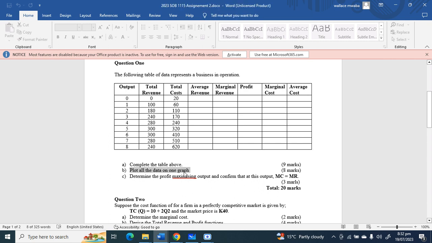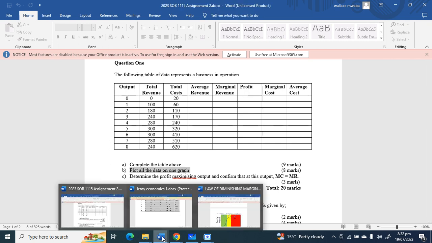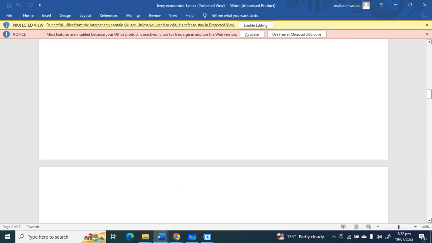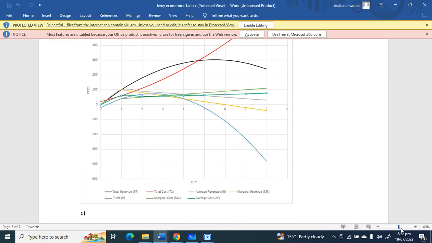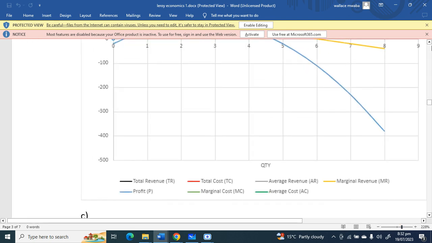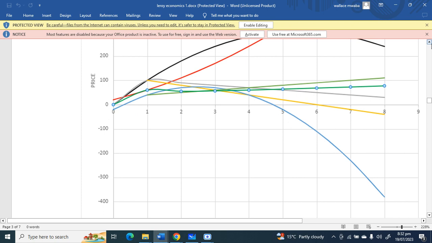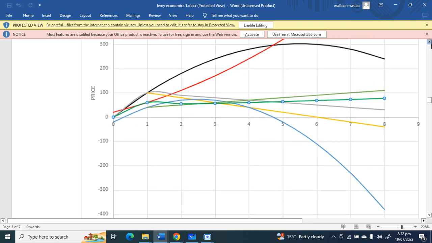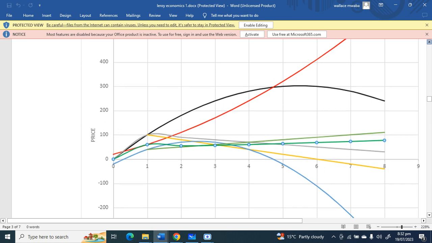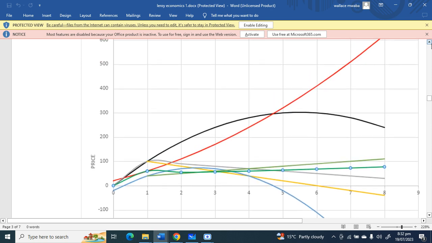We'll plot the data all on one graph. It was good that we have Excel. This is how your graph should have looked. There are so many lines that it is confusing, so we'll look at each cost graph individually, because here there are so many. We'll break them down one by one.